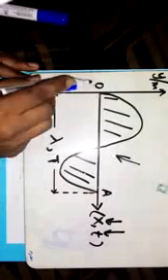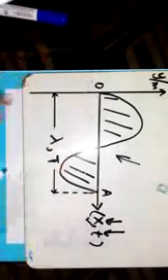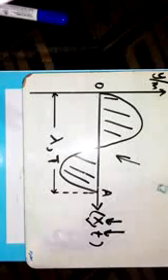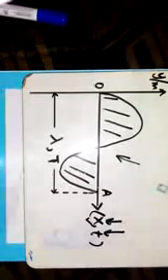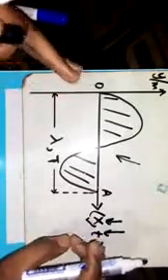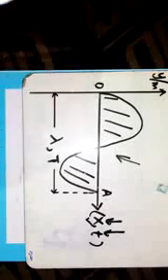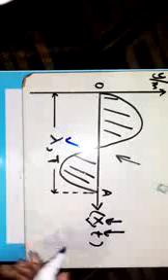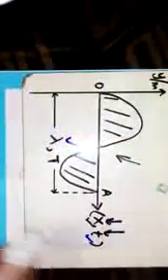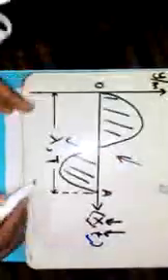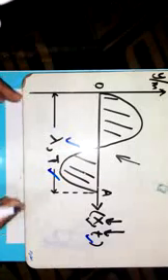Now, if we assume this x-axis is distance, the distance covered by one complete cycle is nothing but a wavelength. If we assume this x-axis is represented by time, the time taken for a complete cycle we call the period.